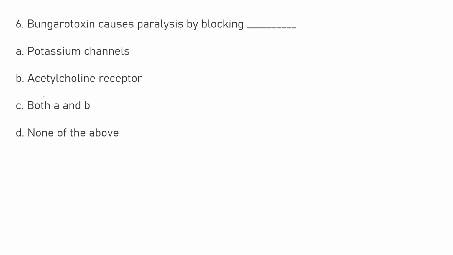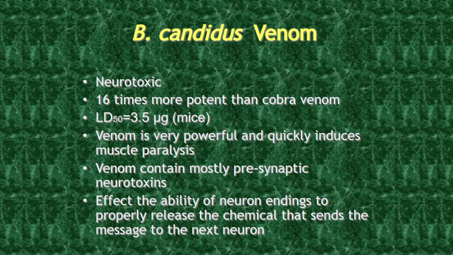Yes, so people who have answered B are correct. Bungarotoxin is a snake toxin and it causes paralysis by blocking the acetylcholine receptor. I'll discuss in detail about this toxin and how it acts. This is a neurotoxin because it blocks the acetylcholine receptor, which means it affects the neurons.